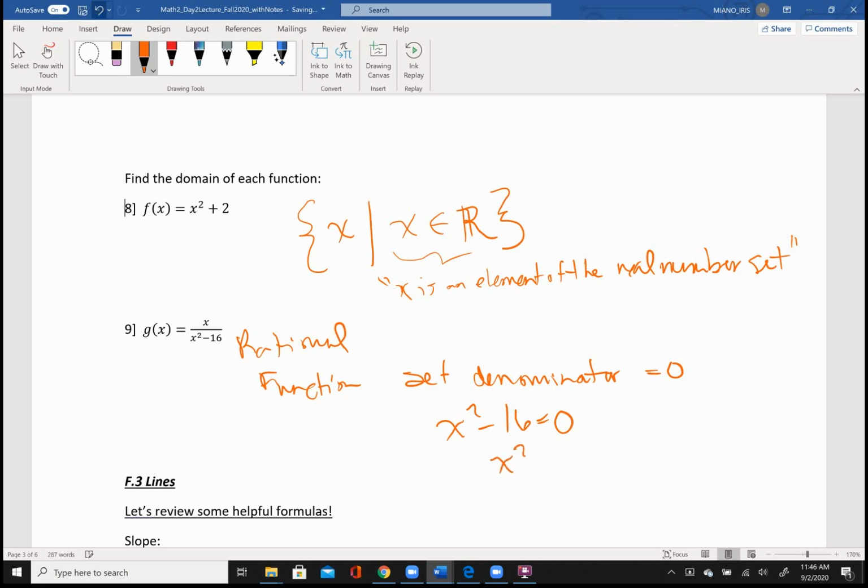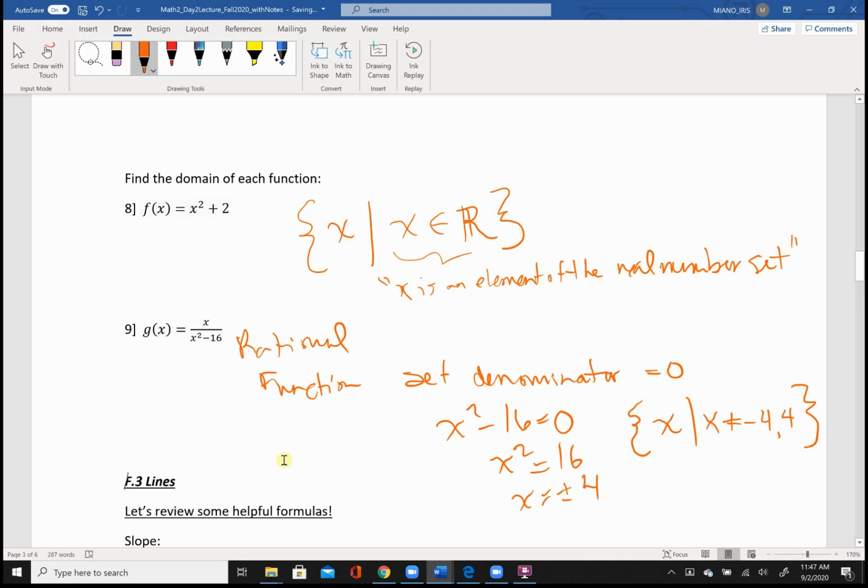So that'll be x squared equals 16. Square root both sides, we get x equals plus or minus 4. So that means, as far as the domain set notation statement is concerned, curly bracket, the domain is x such that x cannot equal negative 4, comma, 4. You just kind of list all of the elements that it can't be, and then it is generally understood that x can be otherwise any real number.